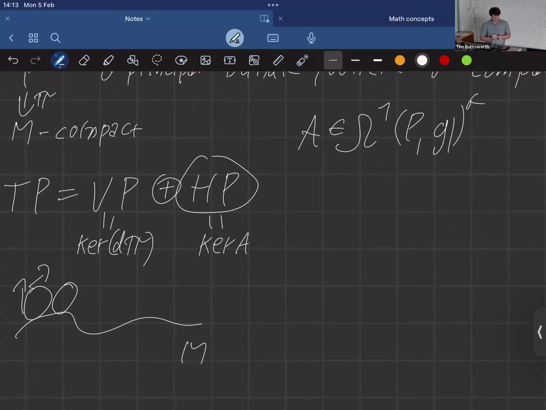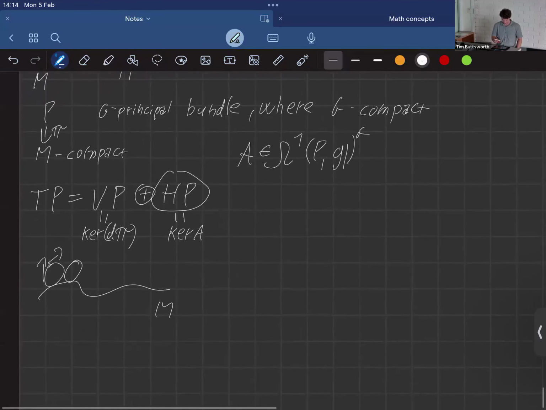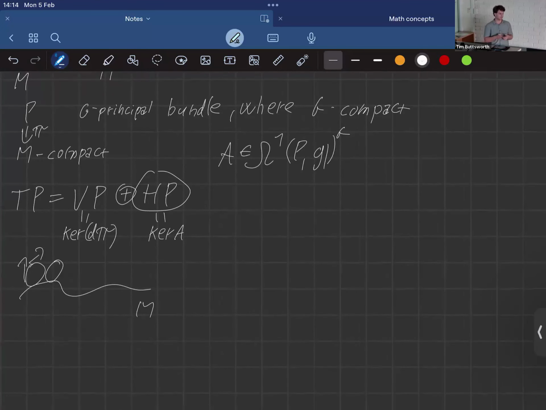Okay. So hopefully this is clear for the connection. One of the nice features of having a connection, which I think is quite essential to doing gauge theory if we want to look at the global picture and the local picture as well, is the correspondence between horizontal forms.